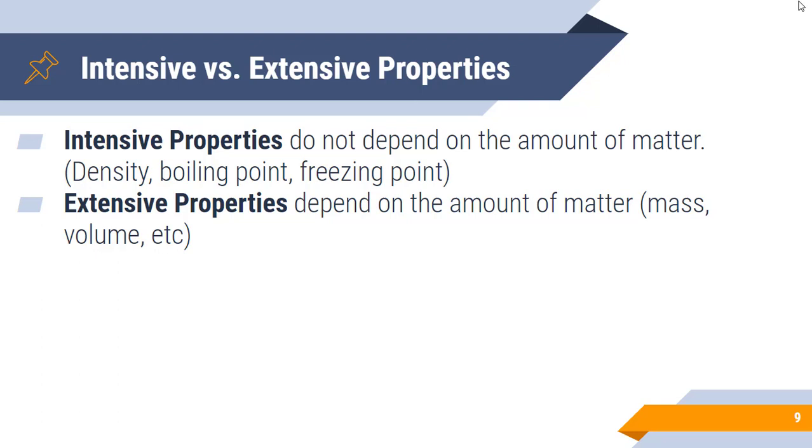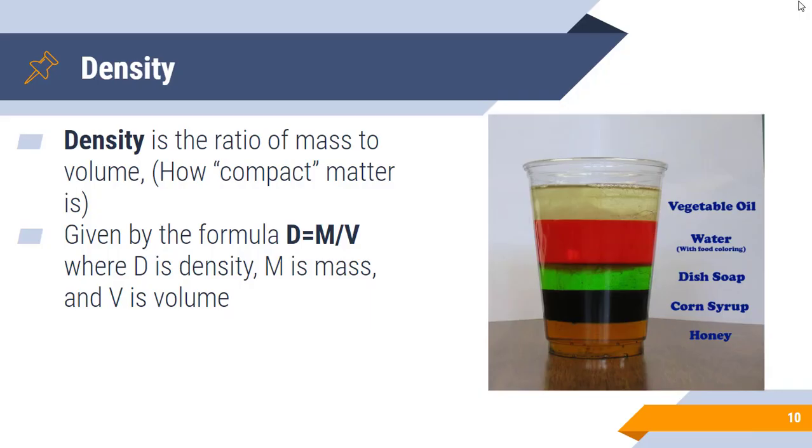Extensive properties do depend on the amount of matter, things like mass, volume. As the amount of matter increases, so does the amount of mass, and in many instances, the amount of volume. So remember that intensive properties do not depend on the amount of matter. I always think intensive inside. You can't change your insides. Extensive properties change based on the amount of matter. Extensive, X like out. It does depend on the amount of matter. You see those changes.